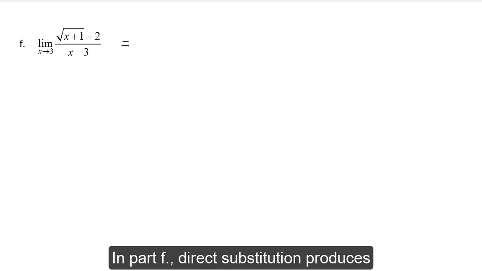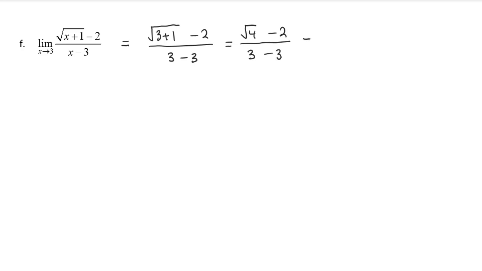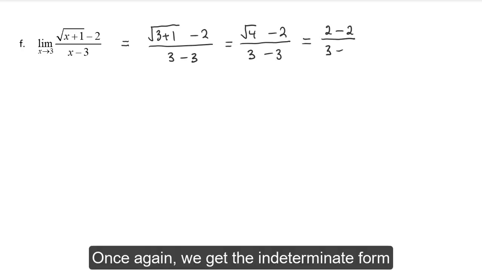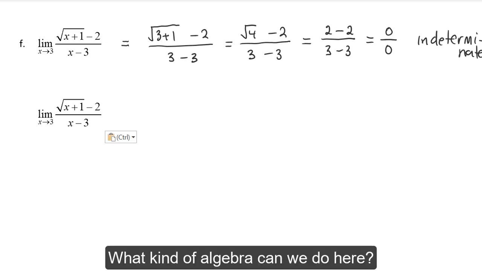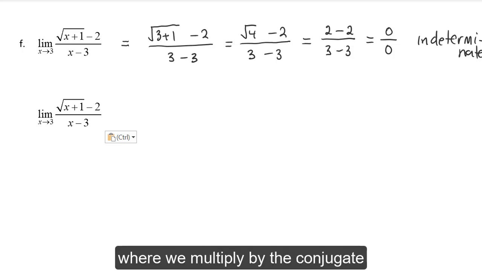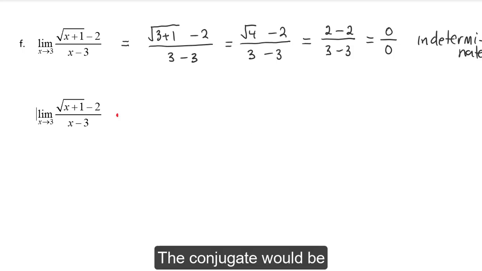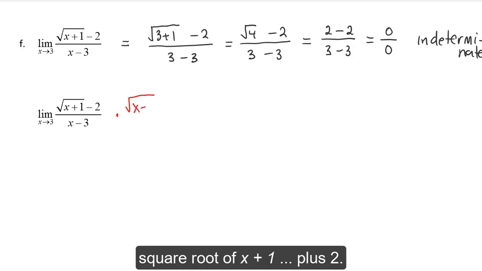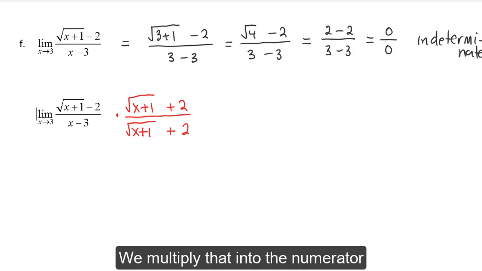In part F, direct substitution produces square root of 4 minus 2 divided by 3 minus 3. Once again we get the indeterminate form 0 divided by 0. What kind of algebra can we do here? Factoring won't work. There's a nice little maneuver where we multiply by the conjugate of that more complicated numerator into the numerator and into the denominator. The conjugate would be square root of x plus 1 plus 2. We multiply that into the numerator and denominator.